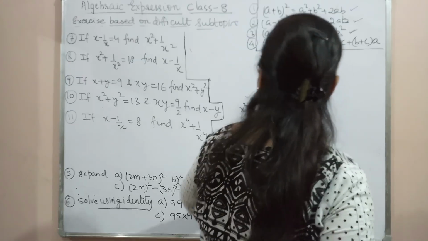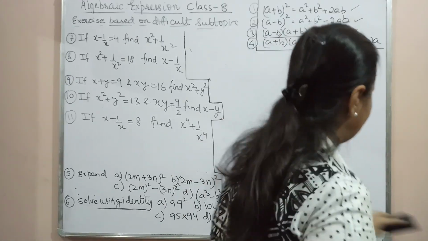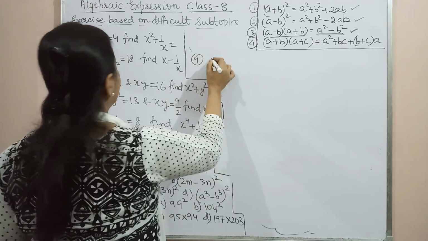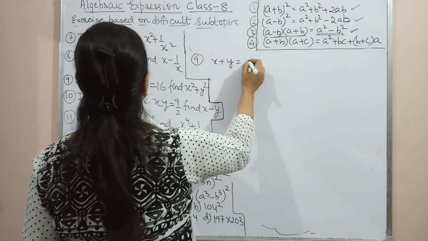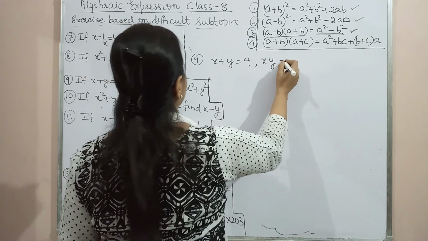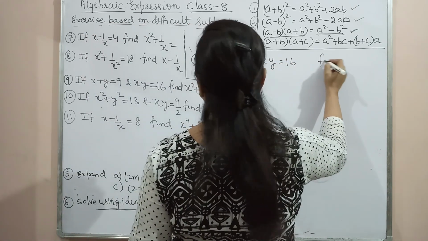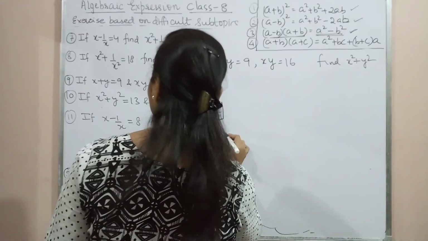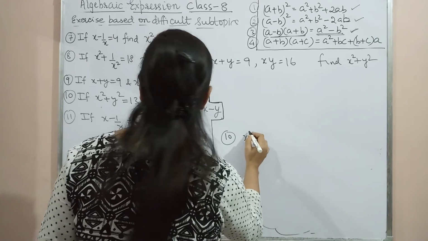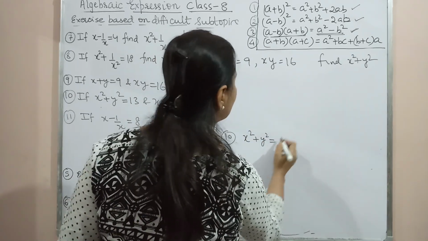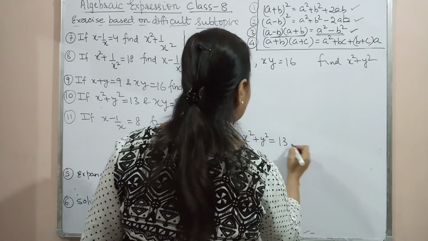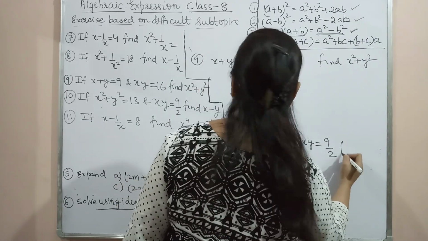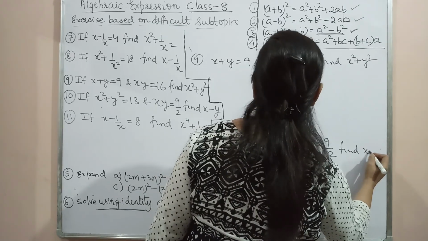Now our next question, we have done question number 7 and 8. Now parallel to this, question number 9 is also there. Here x plus y is equal to 9 and xy is 16 is given. Find x square plus y square. And in question number 10, you will see x square plus y square is given, and xy is of course given in both, which is this, and you have to find x minus y.